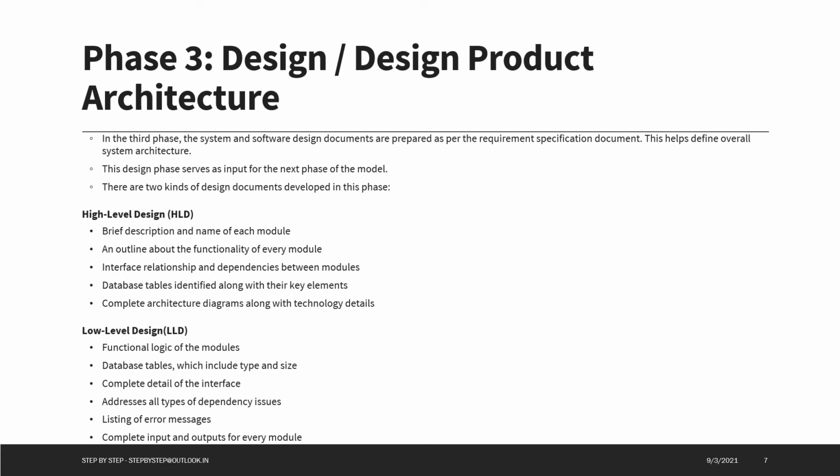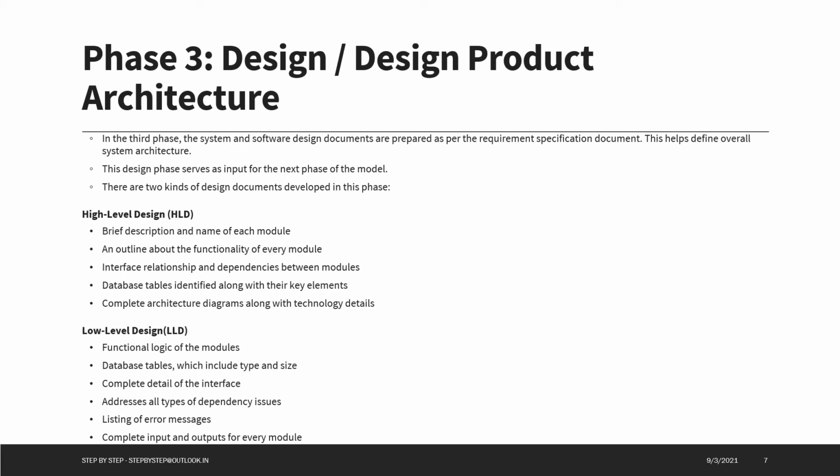So in the high level design document, we are going to have a brief description and name of each module. So what modules are going to be there in the system, then an outline about the functionality of every module, so what every module is going to do in this product, then interface relationship and dependencies between the modules. So how those modules are going to interact between them, and what the dependencies are between two modules, that we need to understand in the high level design document.